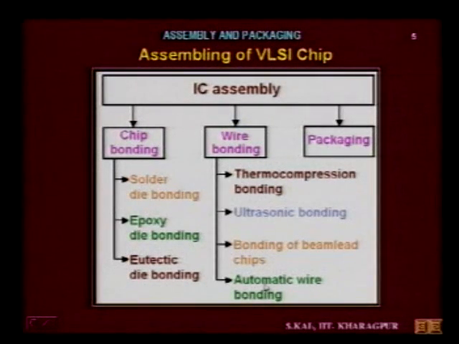Another category is automatic wire bonding. Here also we use either aluminum or gold wire, of 25 to 40 micron thickness, for bonding purposes. And after the wire bonding is over, then comes packaging or molding. In packaging, we will discuss the purpose of packaging and the types of packages available nowadays in VLSI package assembly techniques. All those points will be discussed.